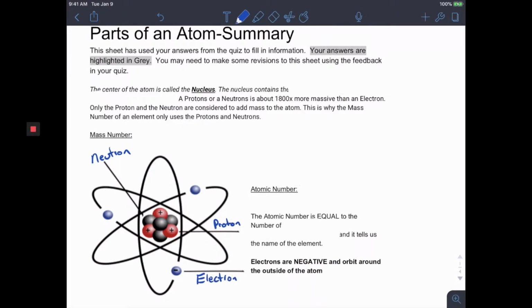All right, and then each one of these has a symbol that's a little bit easier to remember. So the neutron is an N with a little 0 up by it. The proton, being that it's positive, has a little positive sign. And the electron is the letter E with a little negative.